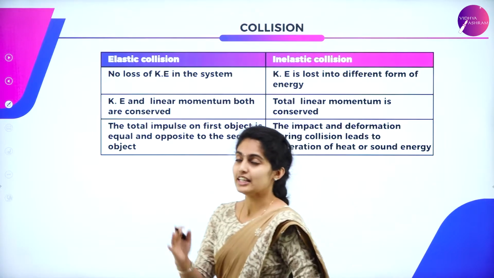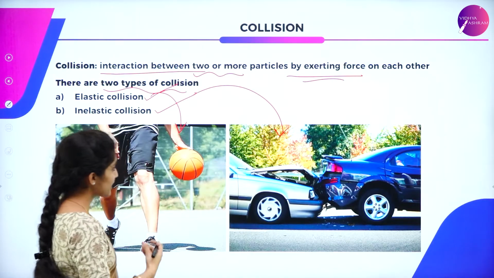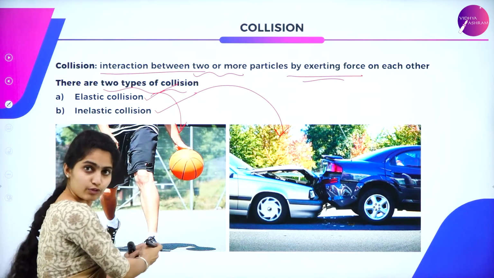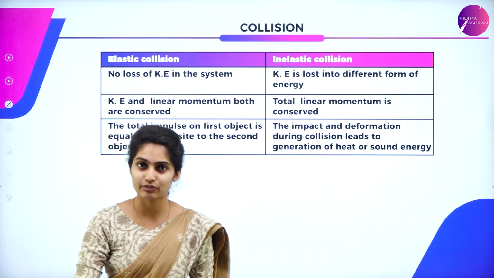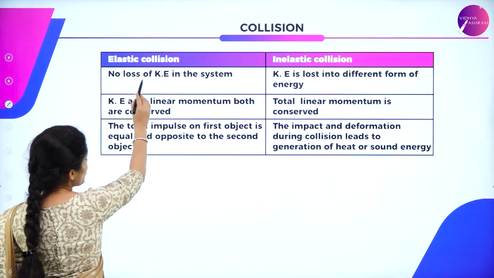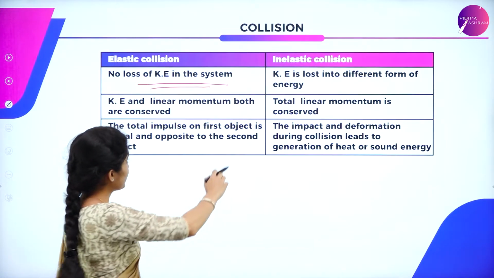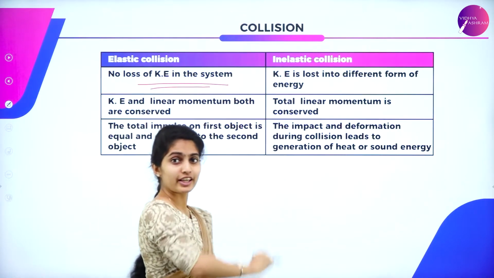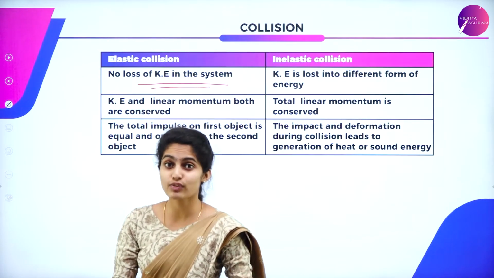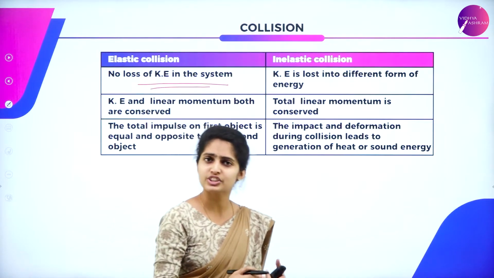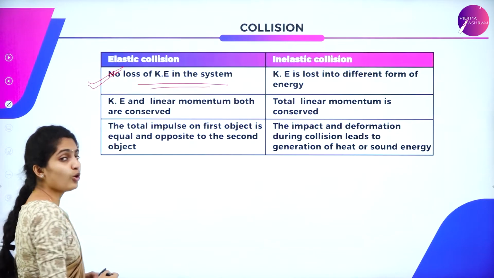As I discussed here, just keep in your mind the image whatever we had seen here. This is an example for elastic, this is an example for inelastic. Keeping that in your mind, let us give the difference. That is, there is no loss of kinetic energy in the system. On the contrary, in inelastic collision there is loss of kinetic energy, but it is transformed to thermal energy or sound energy or any other forms of energy. So there you get your 1 mark.